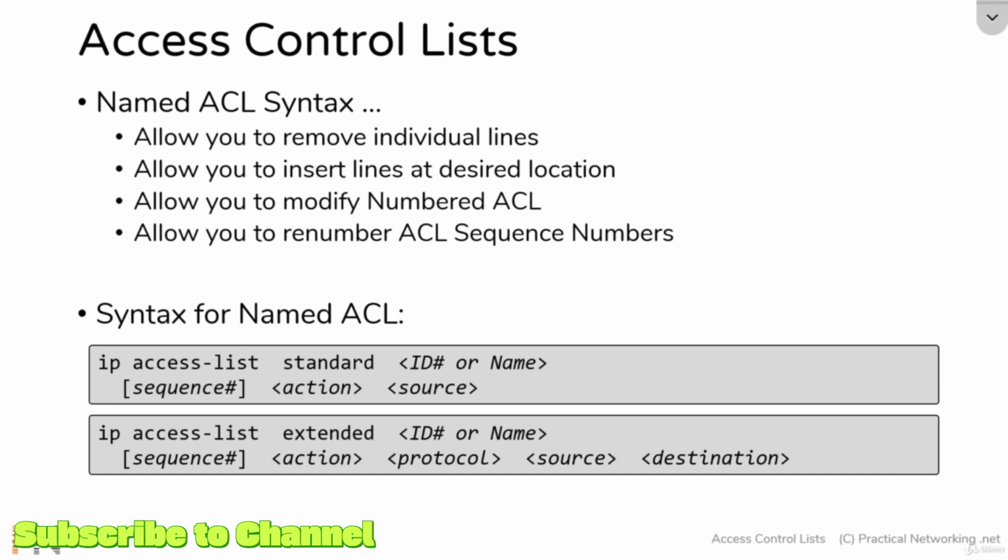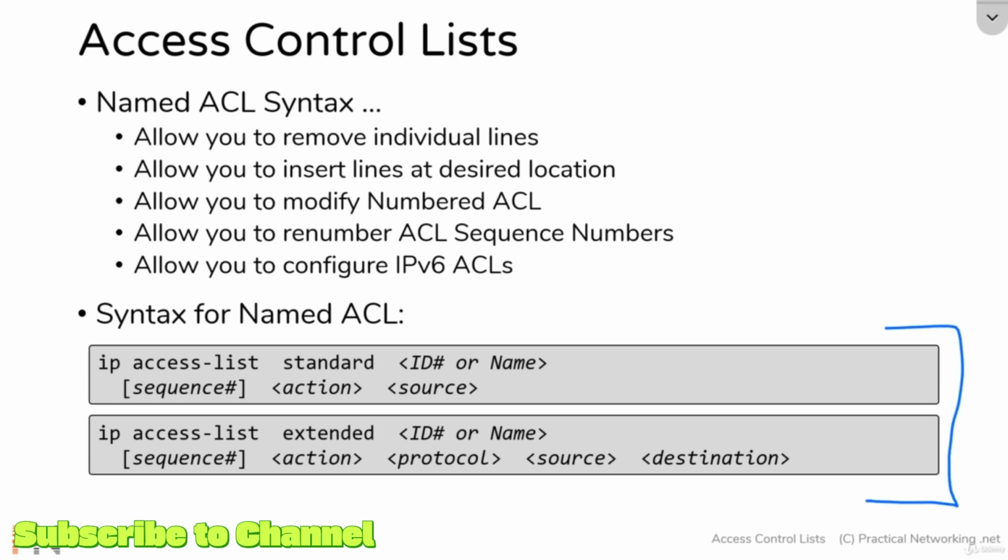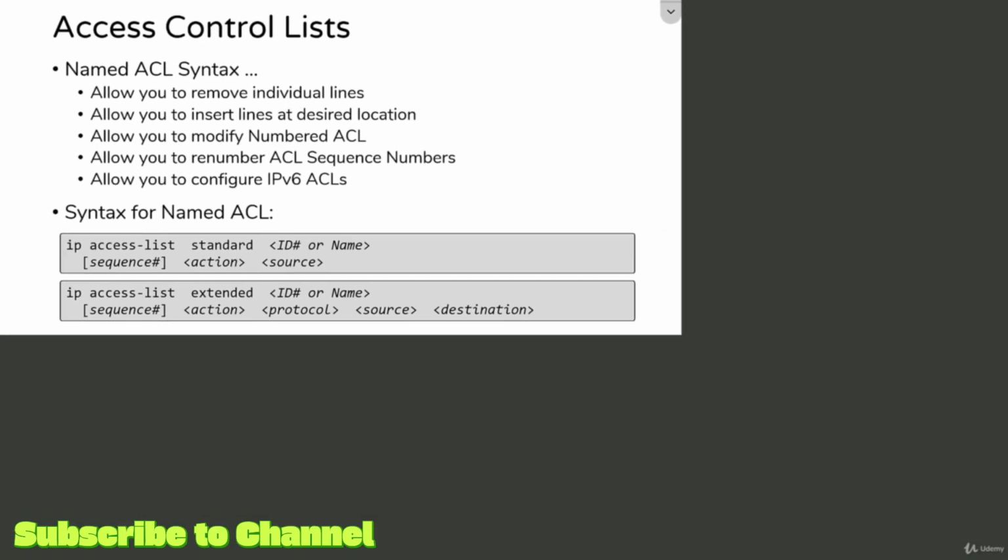Now there is one additional feature that named access list provides that numbered access list doesn't. And that feature is that named access list allows you to configure IPv6 ACLs, which we'll be covering in the next video. The key takeaway for this video is understanding these 4 features of named access list and the configuration demonstration of named access list that we did.